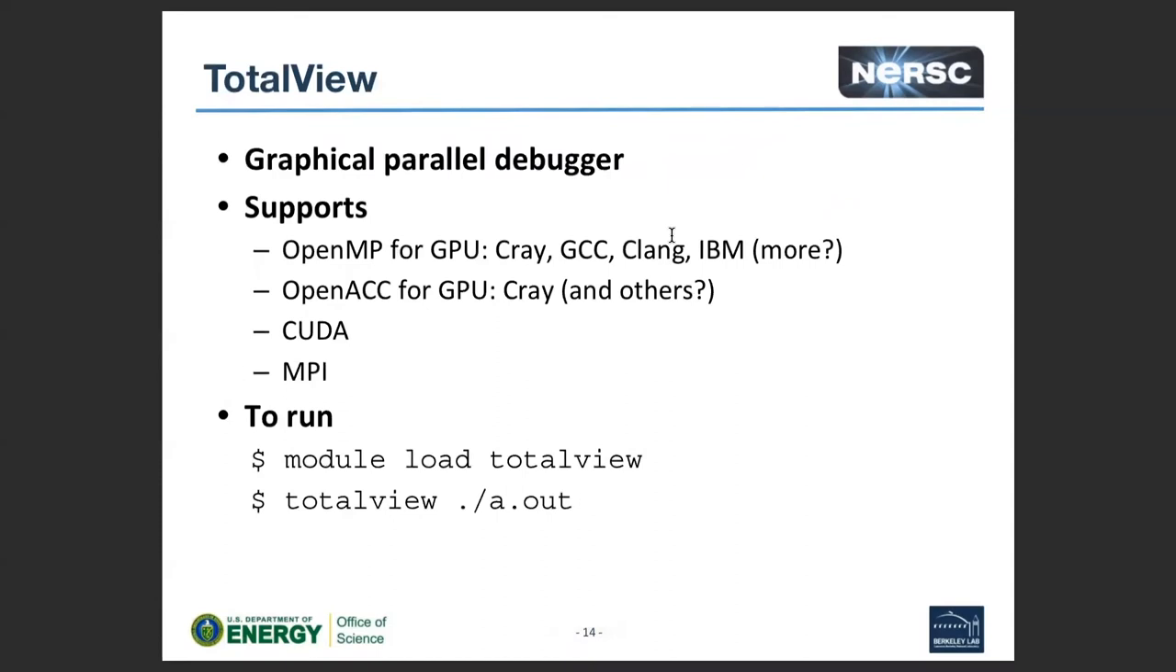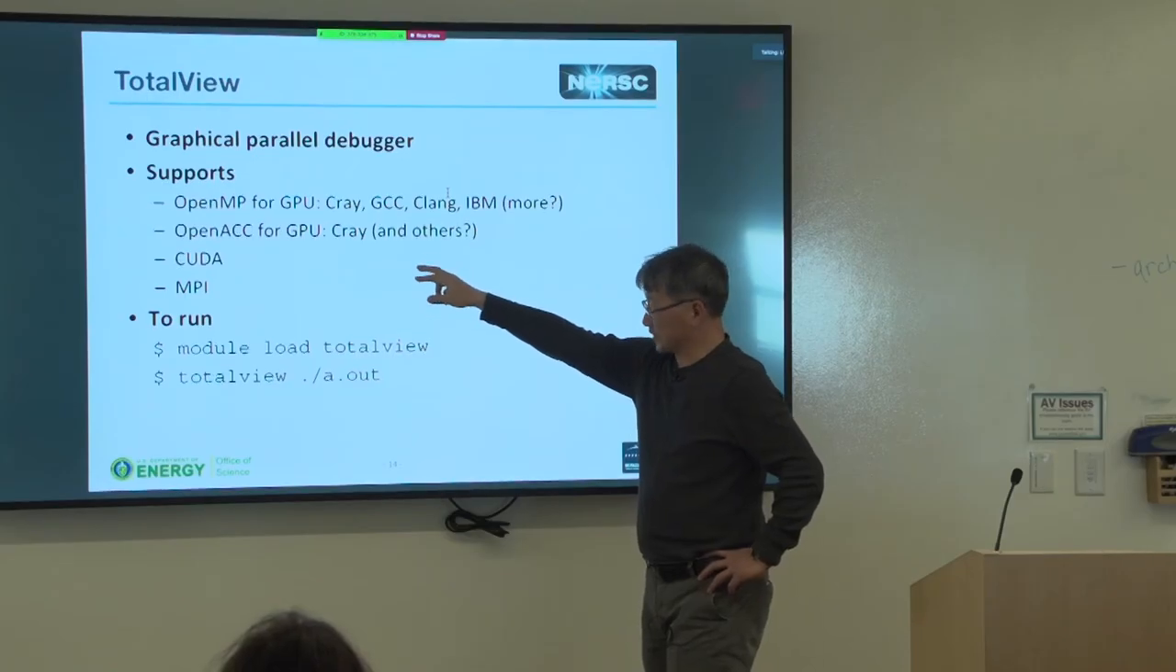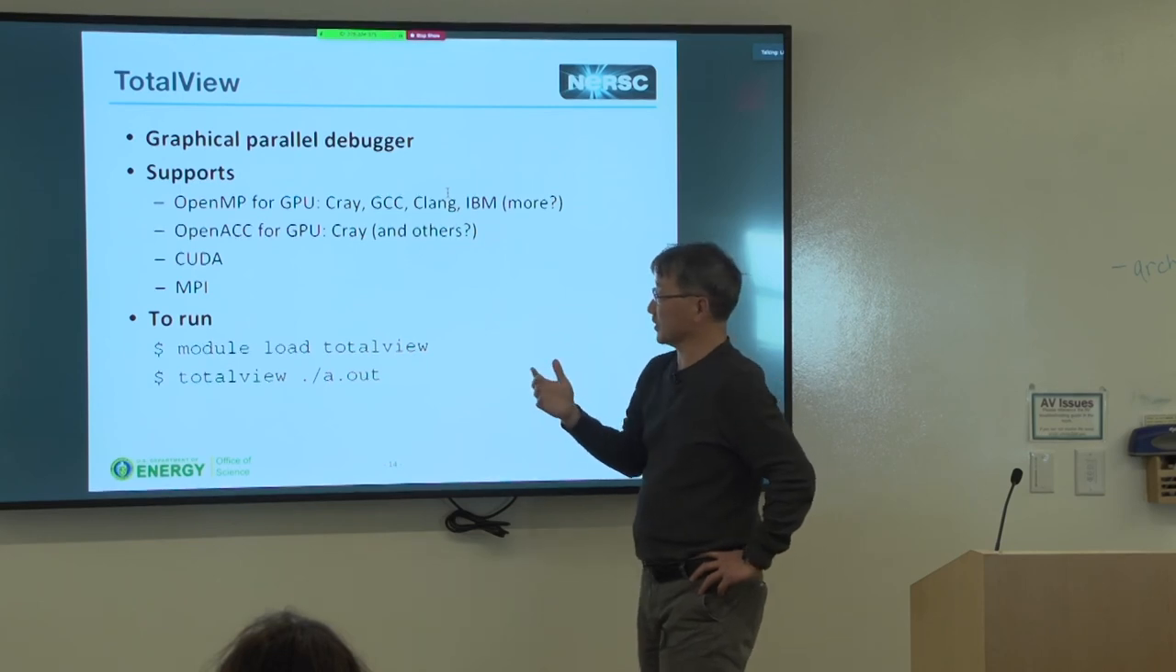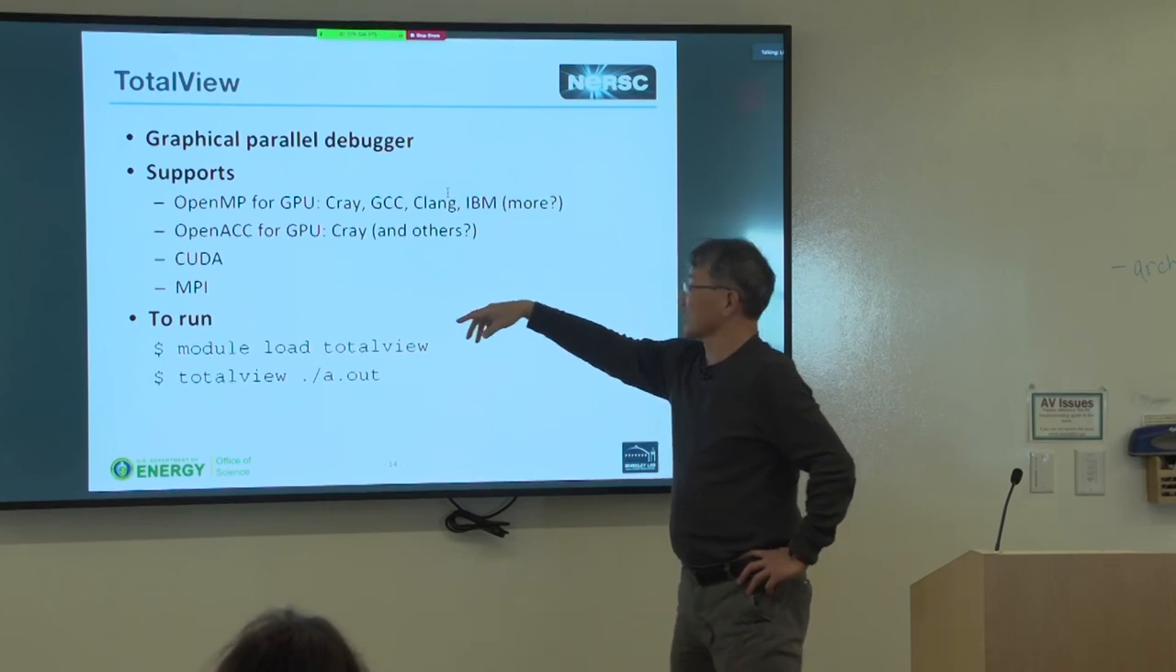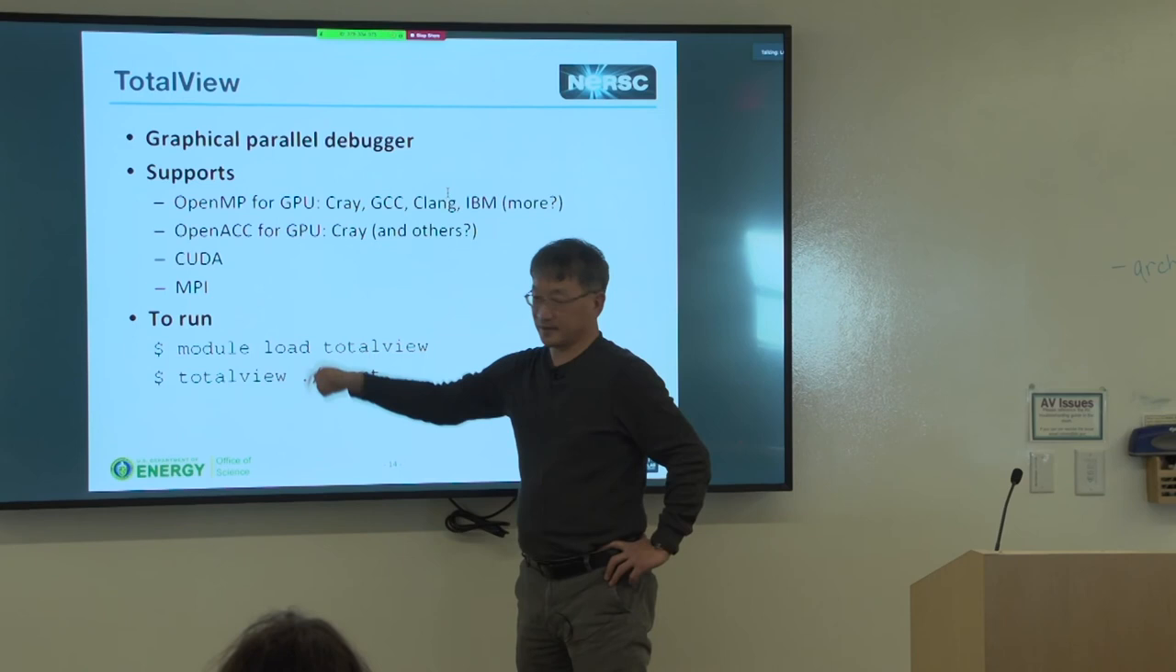TotalView. This is graphical. This is a truly full-featured graphical parallel debugger. The manual says that it only supports the Cray compiler, so I contacted the vendor. They said that it may support GCC, Clang, and other compilers, but I need some time to check it. And it also supports OpenACC. They also said that it only supports Cray, according to the documentation, but I think I tried GNU or something. Anyway, it definitely supports CUDA and definitely supports MPI.